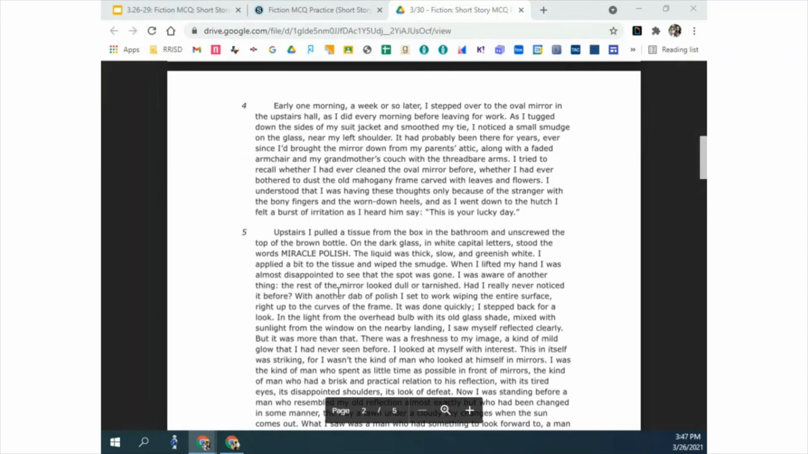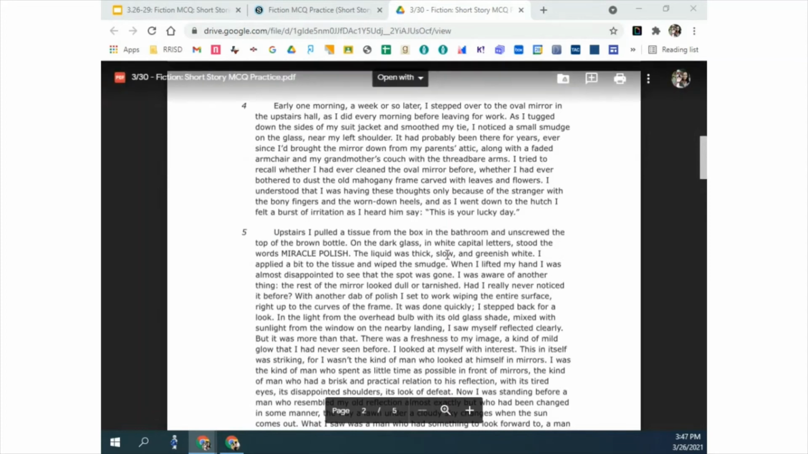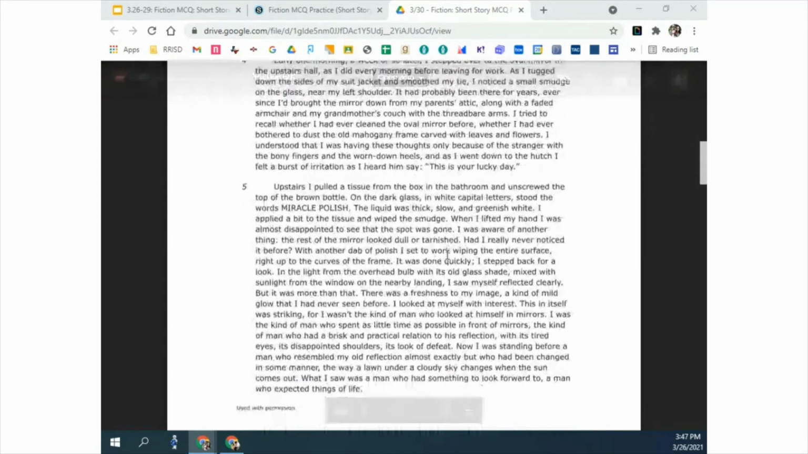I understood that I was having these thoughts only because of the stranger with the bony fingers and worn down heels. And as I went down the hutch, I felt a burst of irritation as I heard him say, "This is your lucky day." Upstairs, I pulled a tissue from the box in the bathroom and unscrewed the top of the brown bottle. On the dark glass in white capital letters stood the words, "Miracle Polish." The liquid was thick, slow, and greenish white. I applied a bit to the tissue and wiped the smudge.